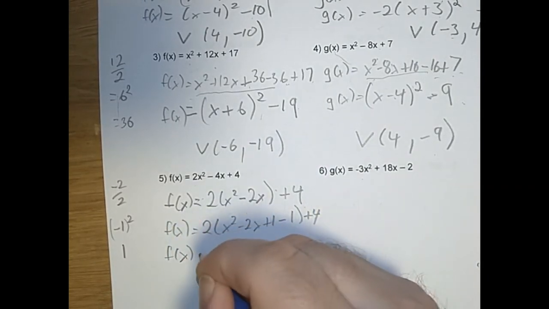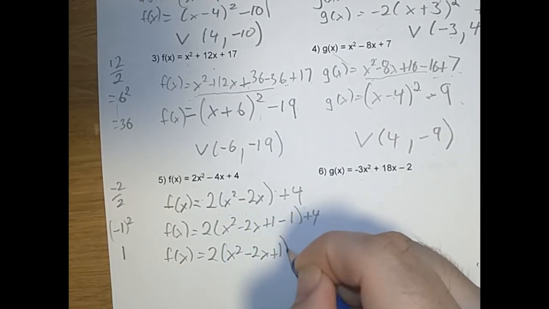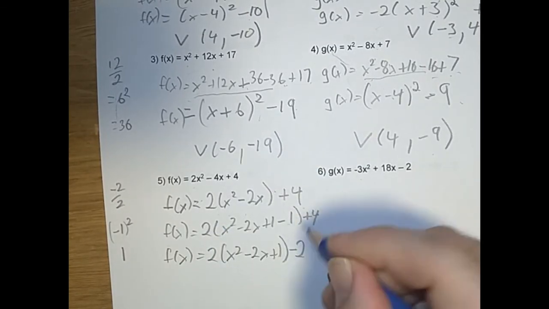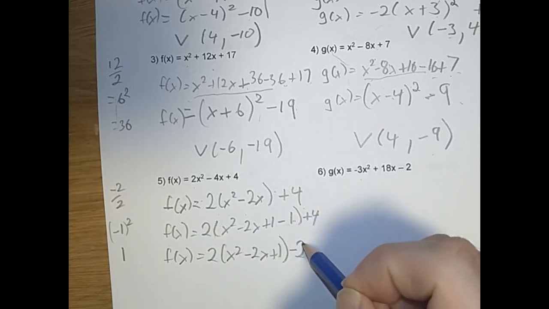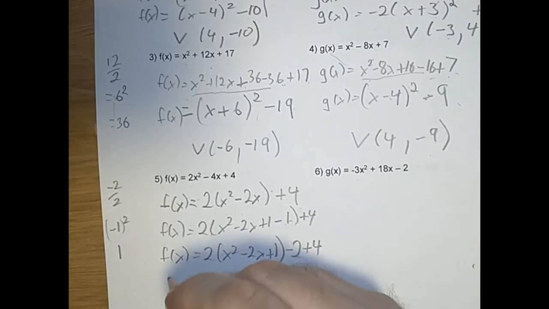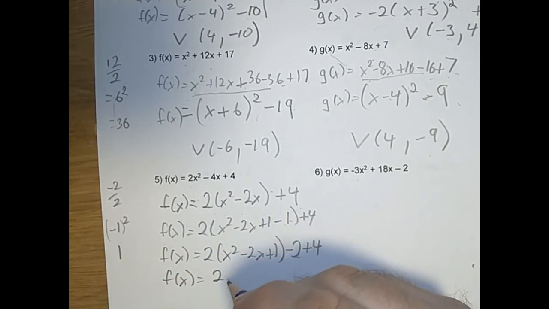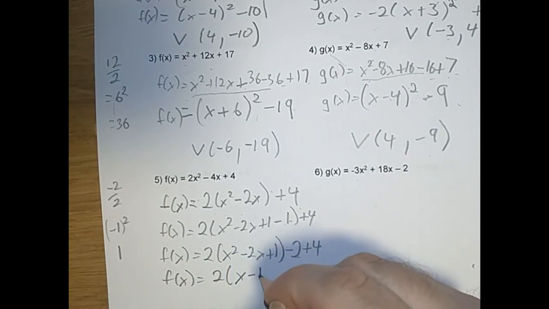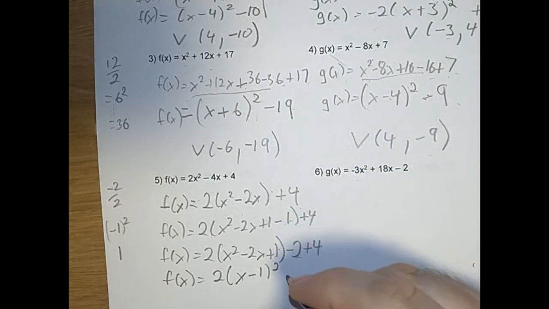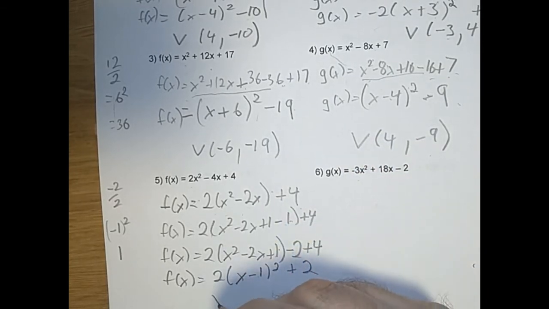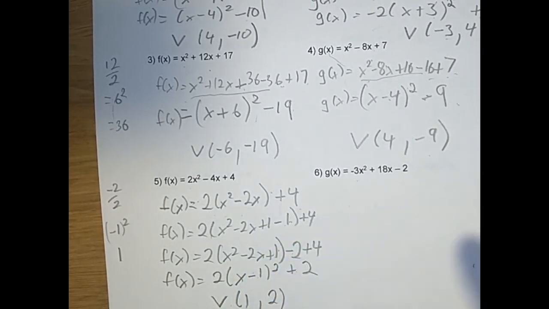So f of x equals 2 times x squared minus 2x plus 1. And when you take the negative 1 out, you multiply it by 2. So when you take that negative 1 out, it has to be multiplied by the number in the front. So negative 1 times 2 is negative 2 plus 4. Now on this line, this is a perfect square. X, half of that, minus 1 squared. Negative 2 plus 4 is plus 2. My vertex, opposite sign, comma, same sign.